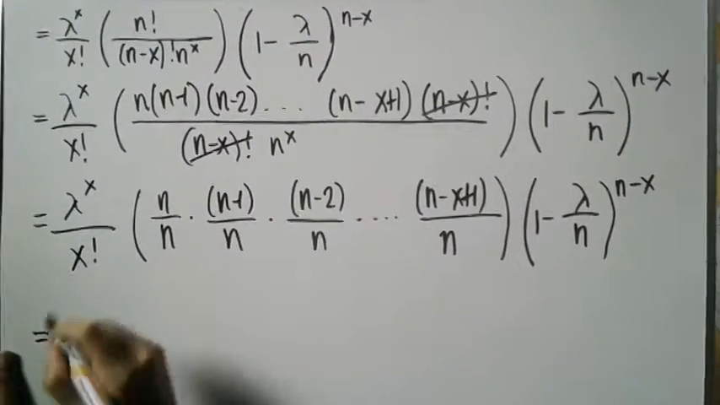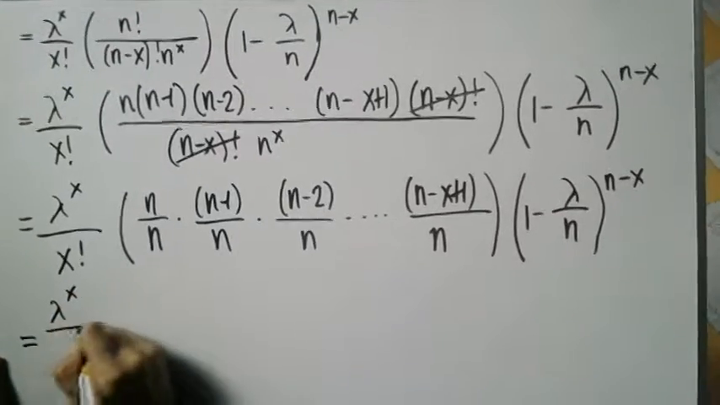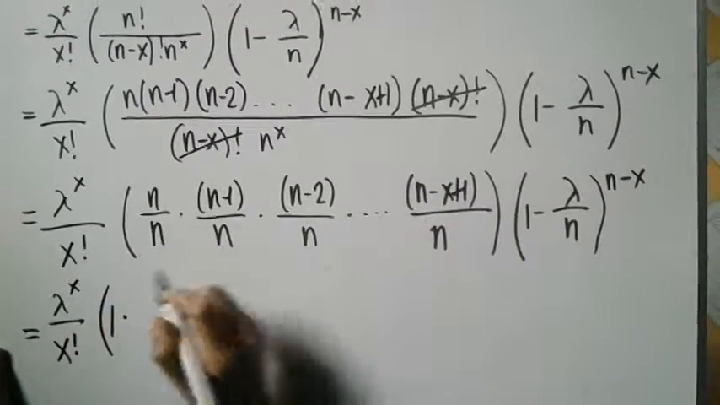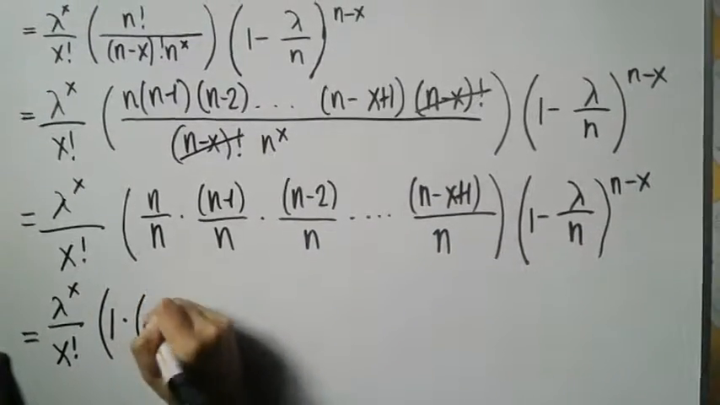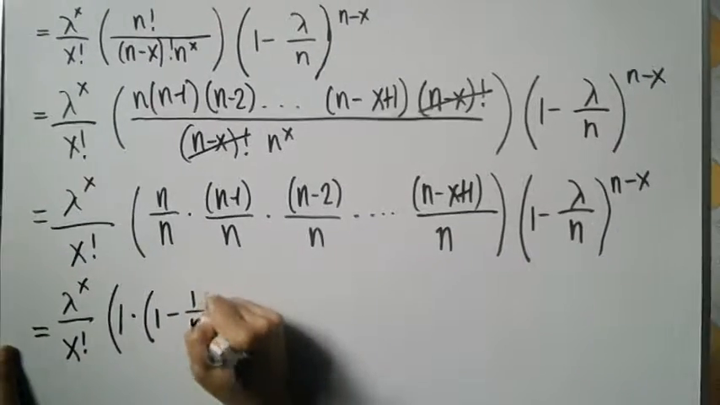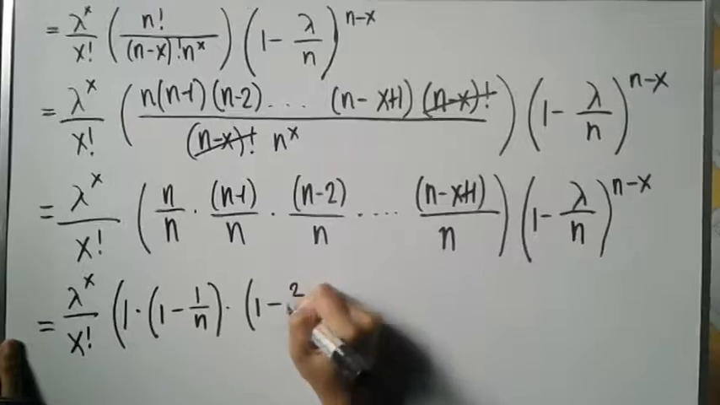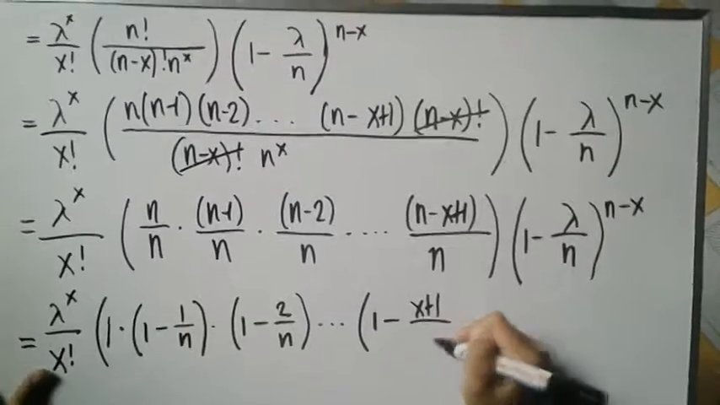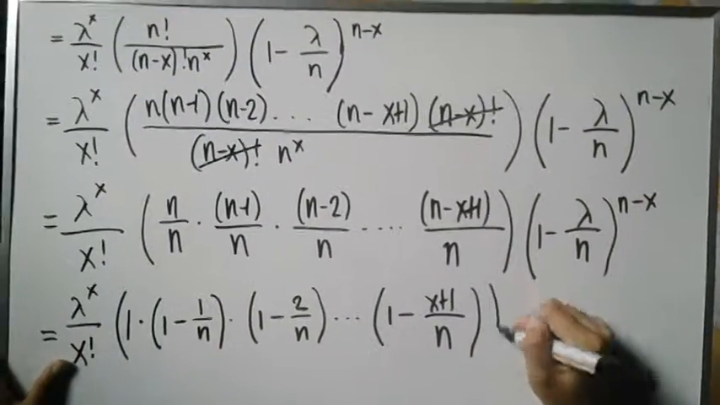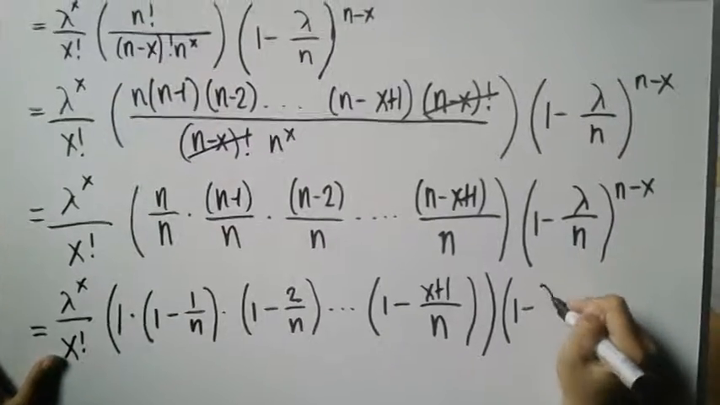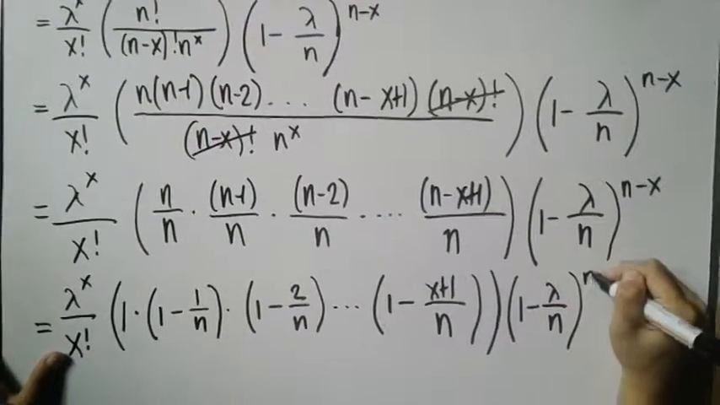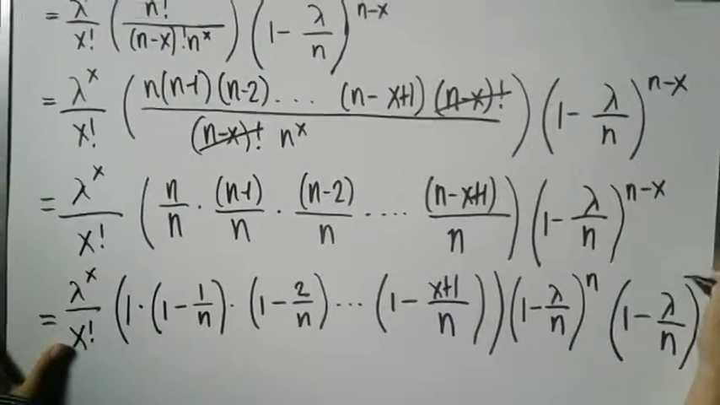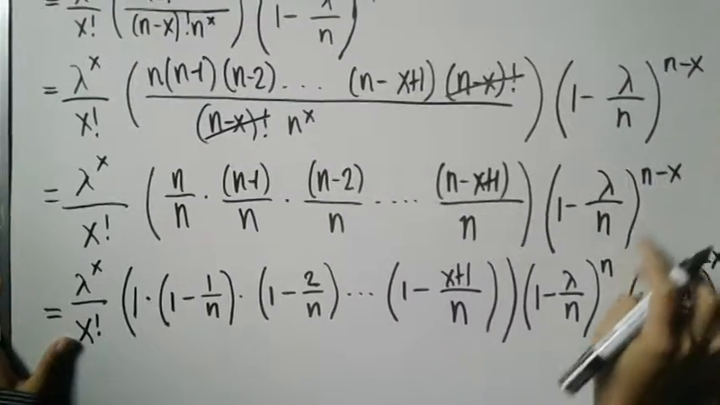Now we have lambda to the power of x over x factorial times, this is just equal to 1, this is just equal to 1 minus 1 over n times 1 minus 2 over n times up to 1 minus x plus 1 over n. And then we have 1 minus lambda over n to the power of n times 1 minus lambda over n quantity to the power of negative x. We just separate these two.